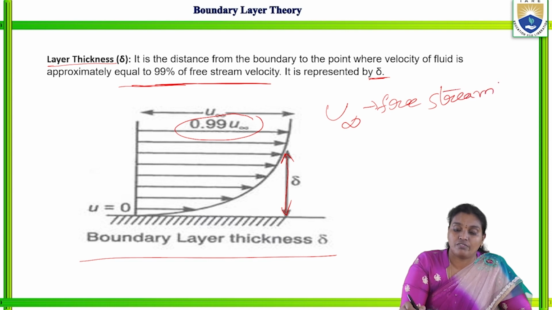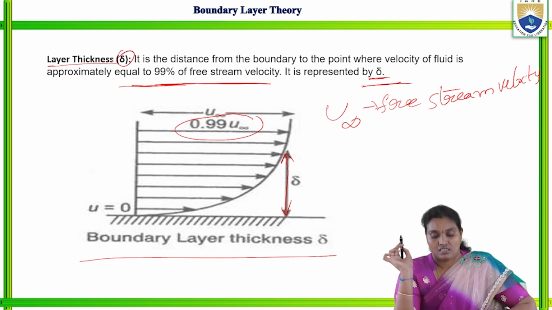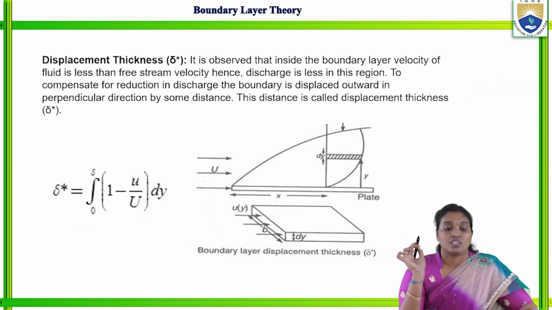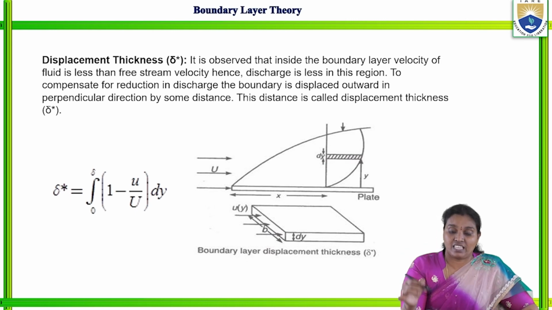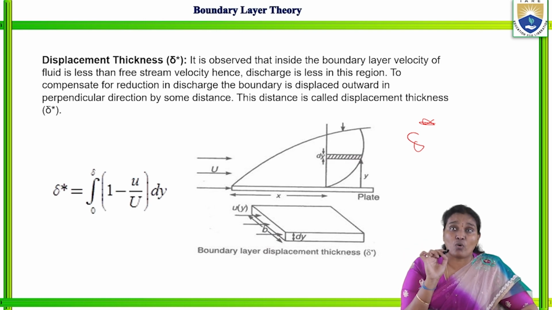Based on the free stream velocity, we are representing the layer thickness. So now displacement thickness, delta star. It is observed that inside the boundary layer, the velocity of the fluid is less than the free stream velocity.